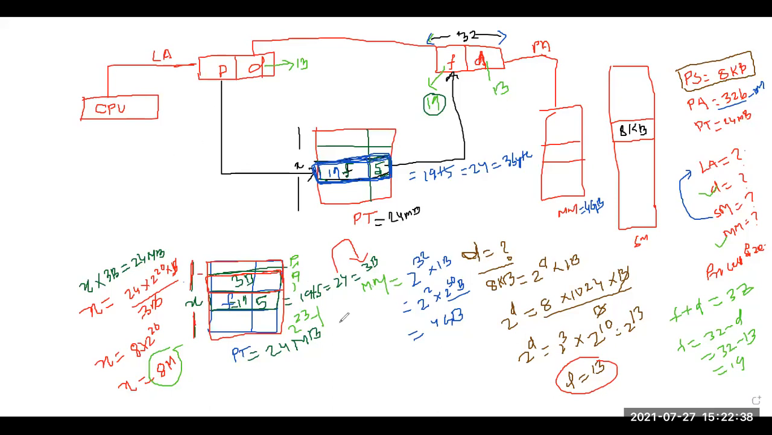Now for a program, what will be the size of the program? How to calculate the size of the program? As I already said, to calculate the size of the process, what was the formula? If I want to calculate the size of the process, it will be nothing but your total number of pages, which is 8 million, into the page size. What is the page size? The page size is 8 KB.